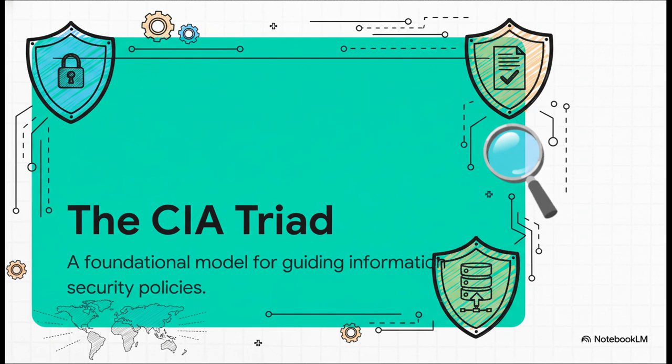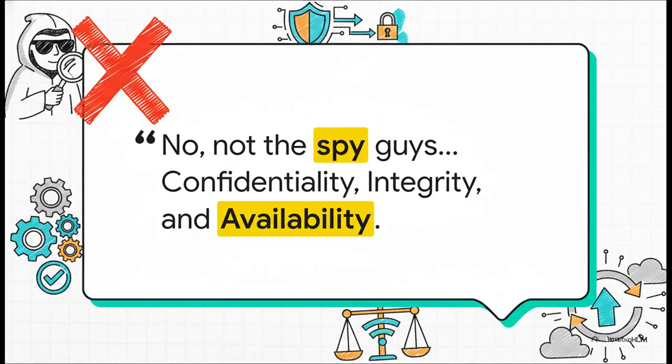Now, this isn't just some abstract theory, okay? It's a really practical guide that literally shapes how secure systems are designed and defended all over the world. And yeah, let's just get this out of the way right off the bat. No, we're not talking about spies and covert ops. In the cybersecurity world, CIA stands for three absolutely crucial principles: confidentiality, integrity, and availability. So let's dive into each one.